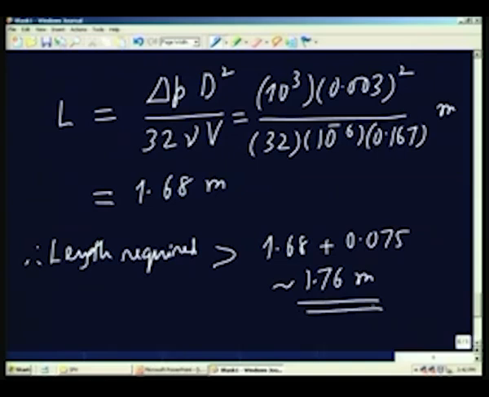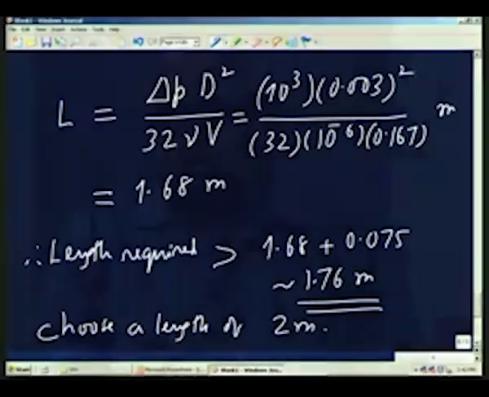Actually, one could choose a length of 2 meters, which is the standard length available from the manufacturer. 2 meters is the standard length, so you can take a 2 meter length of the tube. In fact, I can choose a tube made of copper, which is easily available in the market, or you can even go for some other material. Stainless steel can be obtained, and 3 millimeter ID tubes are available. So, I can use that.